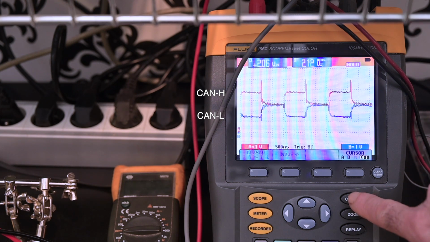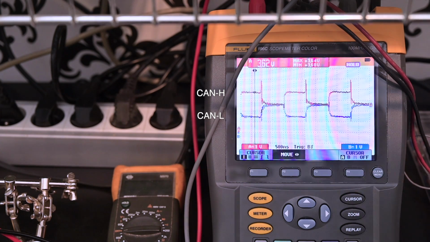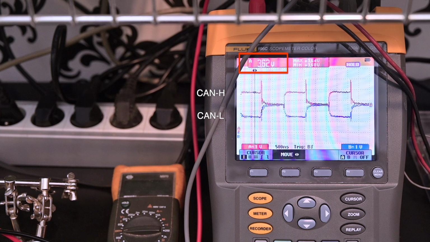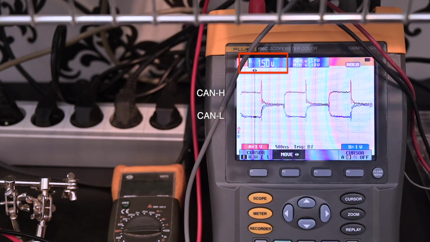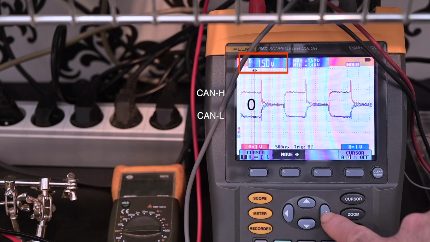I will use my cursors, and I'm going to first of all go to cursor A, which is for channel A, and channel A is the red line. And you can see that I have 3.62 volts because that's my CAN high, and we are sending a 0, so that should be high. And my CAN low is 1.5 volts, right there, 1.5. So that is about 2 volts difference. That is my 0. Let's move the cursor over a bit.